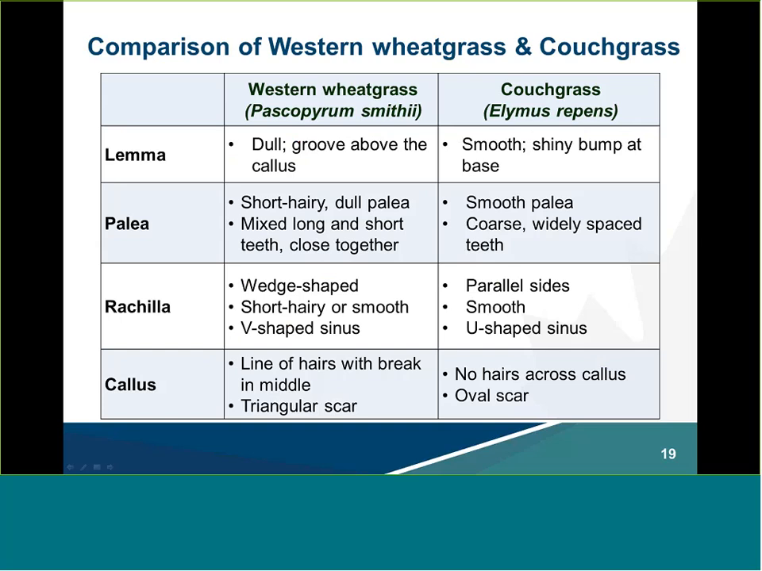Here's our first comparison table. We're going to leave the wheatgrasses soon. So all of those things that I've mentioned are described here in the comparison table. And you see the lemma, dull versus smooth, groove versus bump, palea, those teeth are the biggest giveaway. Concentrate on those when you're trying to distinguish these species. The rachilla, concentrate on the shape.